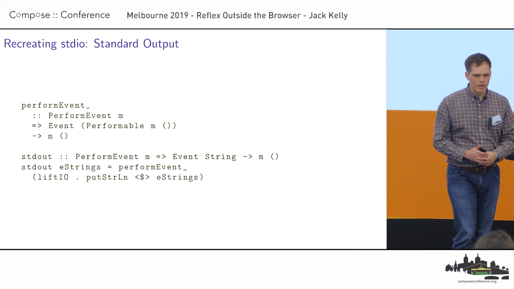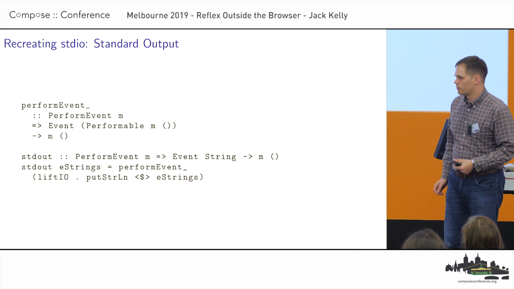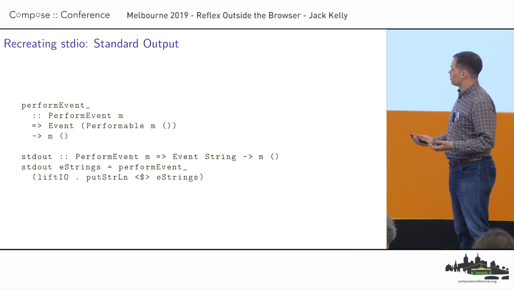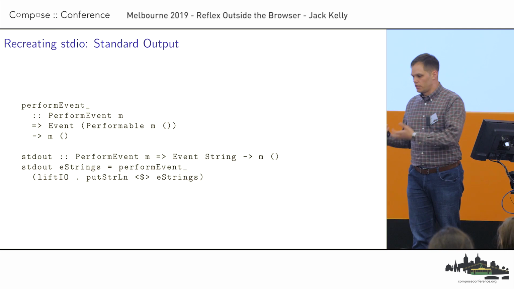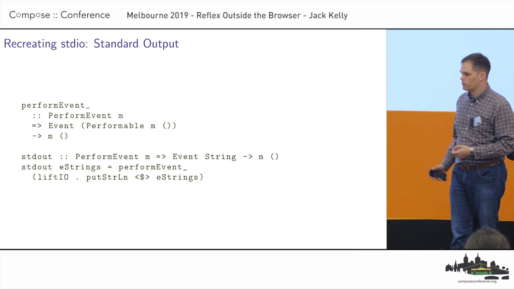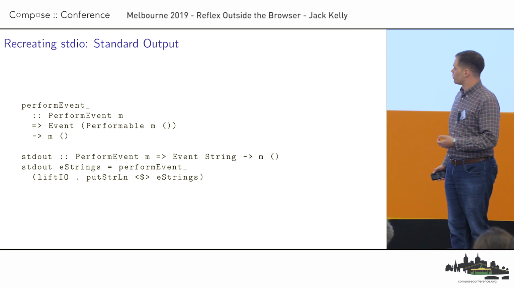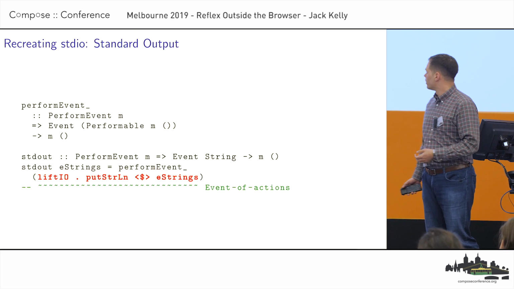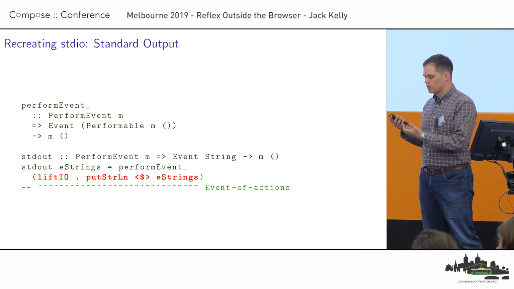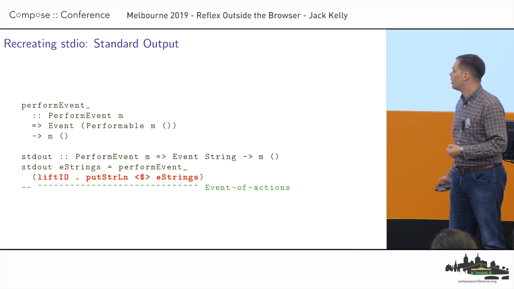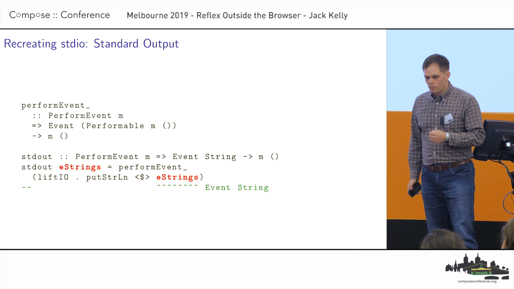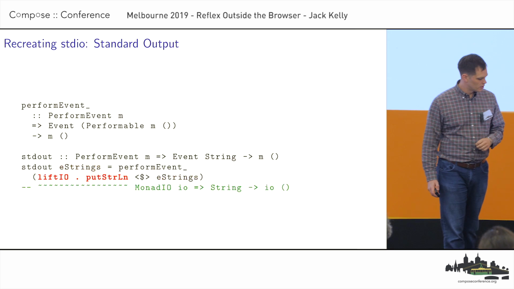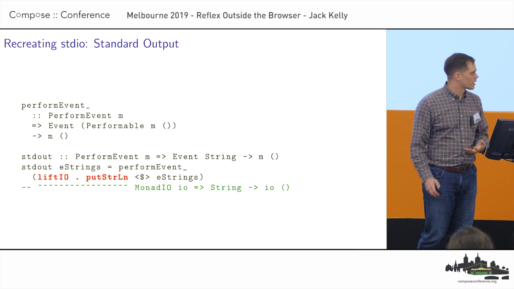There's a variant of perform event with an underscore on the end, and by convention that means I don't care about the results. So if I have an event of actions, then I don't need to bother creating the event of the results. I can just say go and do this. So here is my event of actions. Every time this event fires, it is a command that will print a line to standard output. I make that by taking the given event of strings and mapping over it with this function that turns them into IO actions.